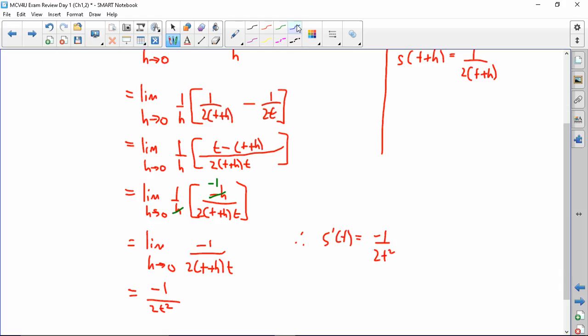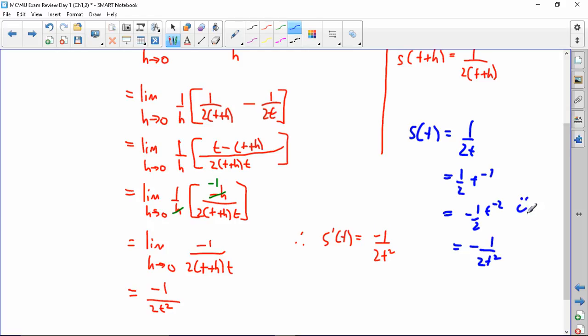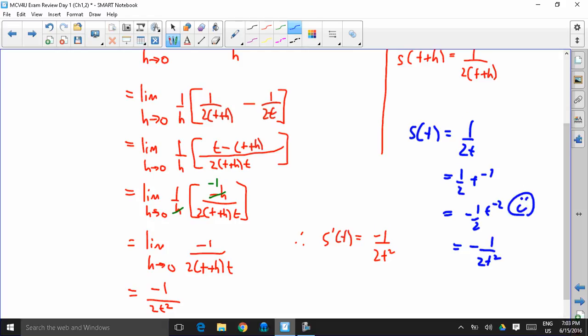Just in passing, remember from our derivative rules now, if I have 1 over 2t, I could have written this one like this. Minus 1 comes down. Subtract 1 off the exponent. It's exactly the same thing. Same thing. Yay. Full marks on that one. All right, that's it for this example.